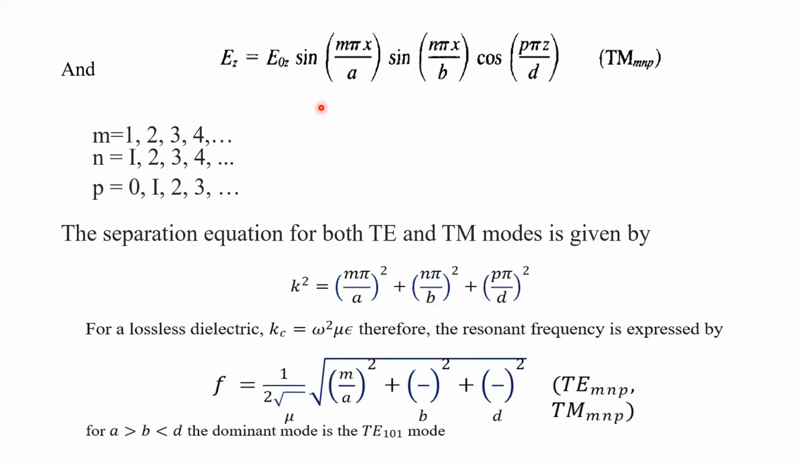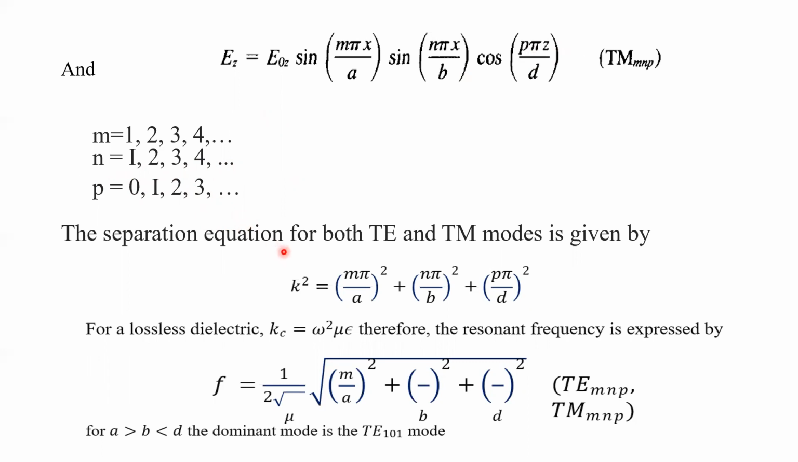Now the electrical field strength is equal to E0z into sine of m pi x by a into sine of n pi y by b into cos of p pi z by d. This is the tangential component for the TM mode, where m starts from 1 and ends at infinity, n starts at 1 and ends at infinity, p starts from 0 and ends at infinity.